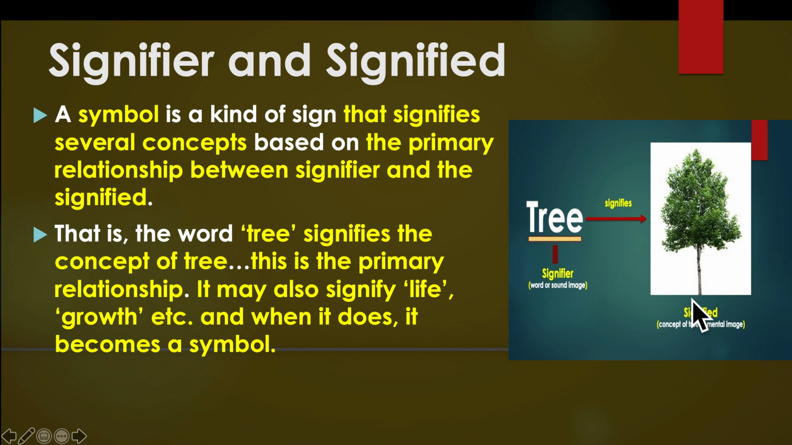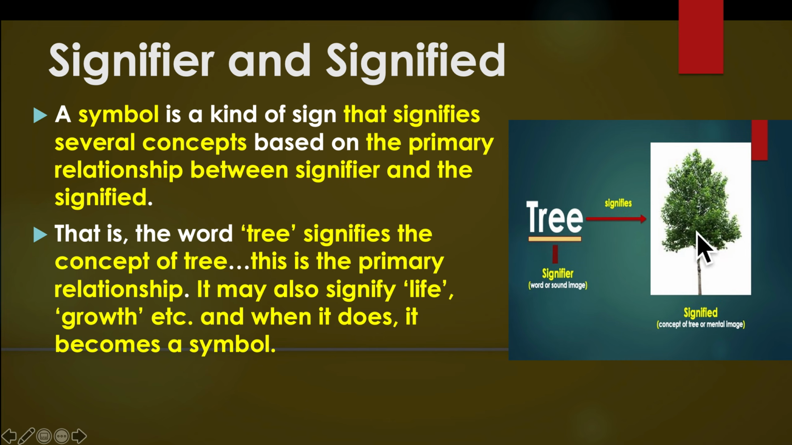We move on to the next. Some more information, signifier and signified. A symbol is a kind of sign that signifies several concepts based on the primary relationship between the signifier and the signified. Look, tree and this object, this is the sign. This signifier, this word means this object. That's all. This is a matter of sign. But symbol carries more information. The word tree signifies the concept of tree. This is the primary relationship. It may also signify life, growth, etc. And when it does, it becomes a symbol.